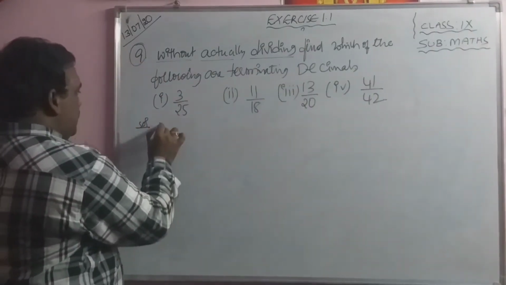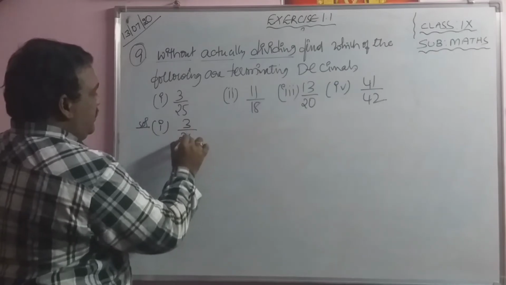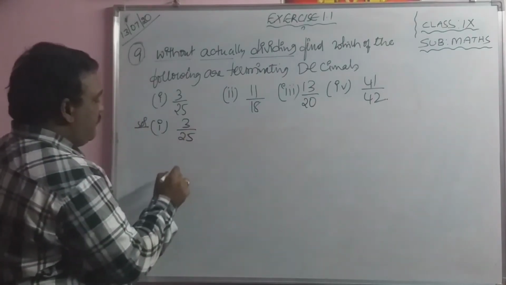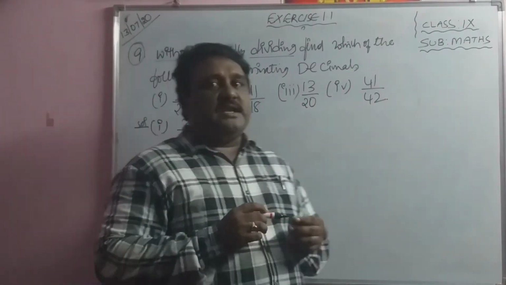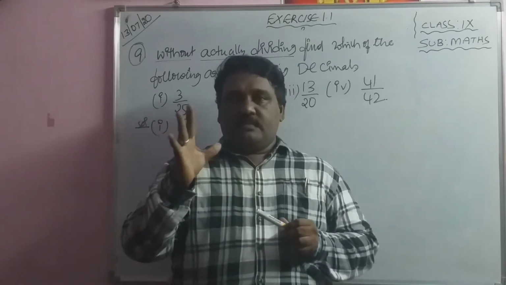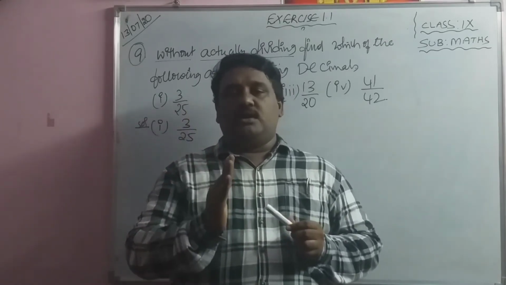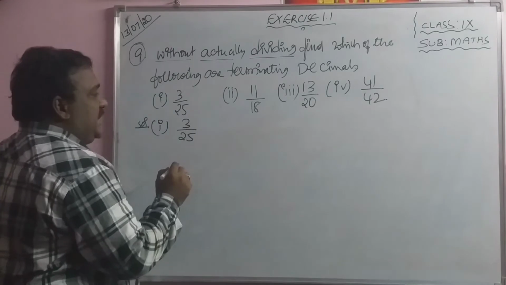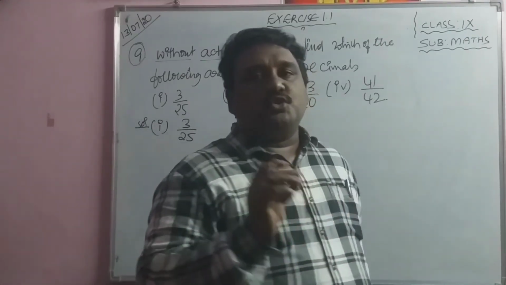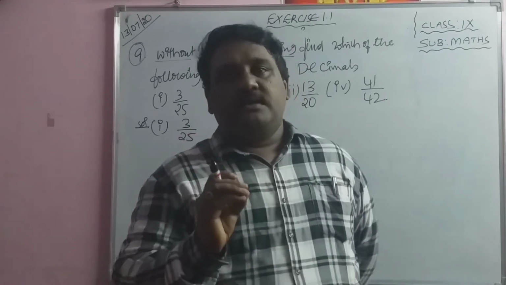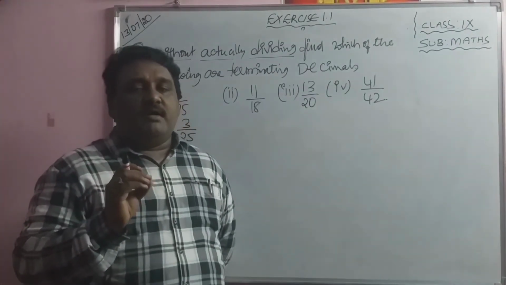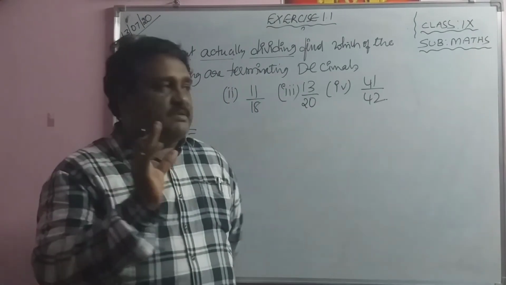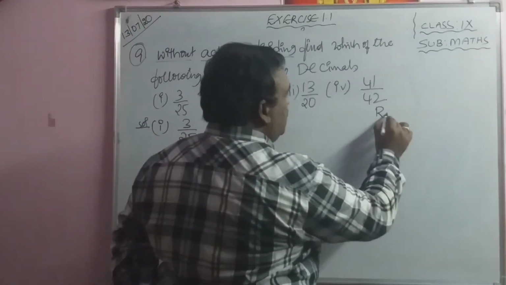See the first one: 3 by 25. You know how to check whether it is a terminating decimal or not. I told you one rule. What is the rule? If the denominator is in the form of 2 power m into 5 power n, then only it is a terminating decimal. I am writing the rule here.